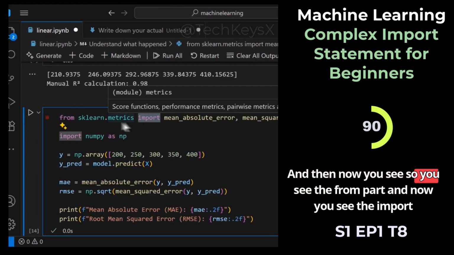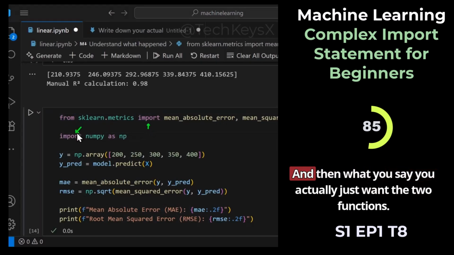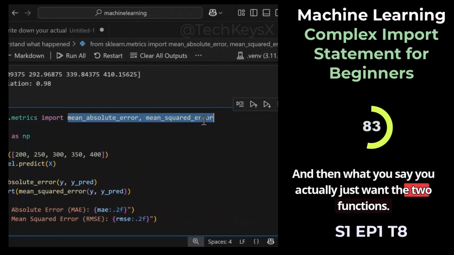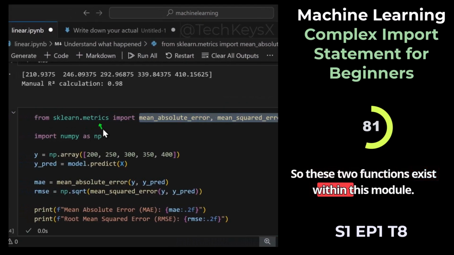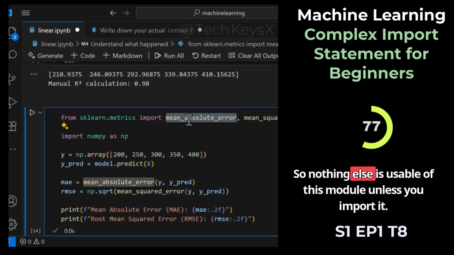Then you see the from part, and now you see the import statement, which is this part over here. What you say is you actually just want the two functions. These two functions exist within this module, so we're just importing these two functions and nothing else. Nothing else from this module is usable unless you import it.